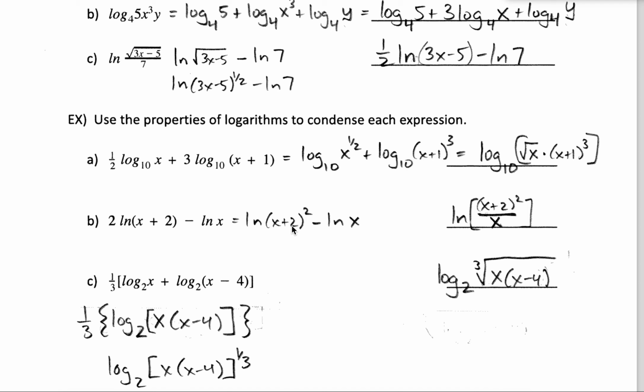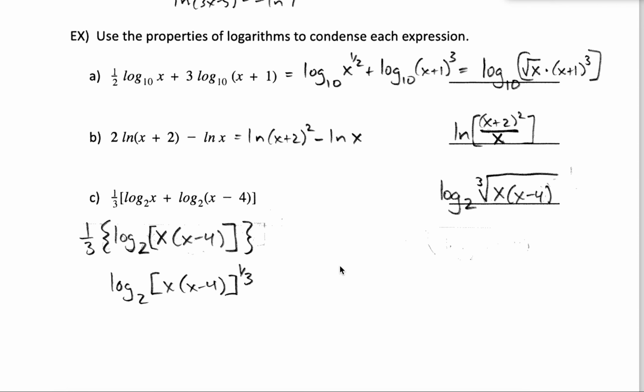We have a difference between 2 logs, so we'll use that quotient property to rewrite it as a quotient instead. So now we have the natural log, just written once, of the quotient, the quantity x plus 2 squared divided by x. Last one gets a little trickier still. This time we have 2 logs here, and we have a multiplier out front of both of them.